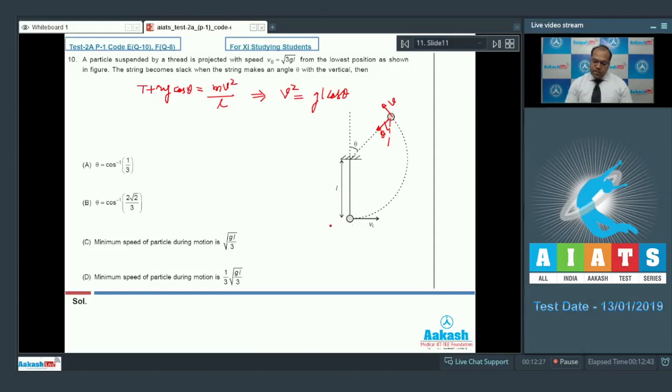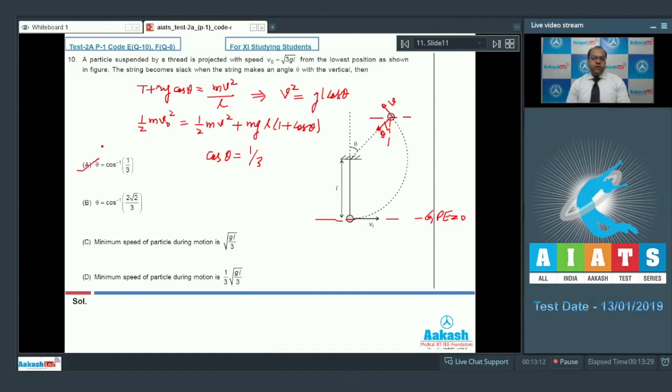If I apply the principle of conservation of mechanical energy at this position and at this position, then I can write half m v0 square, taking this as my reference of gravitational zero potential energy, is equal to half m v square plus mg, and this separation is L into 1 plus cos theta. So from these two equations, if I find out the value of cos theta, then it comes out to be 1 by 3, or theta is equal to cos inverse 1 by 3. So option A is correct and B is wrong.